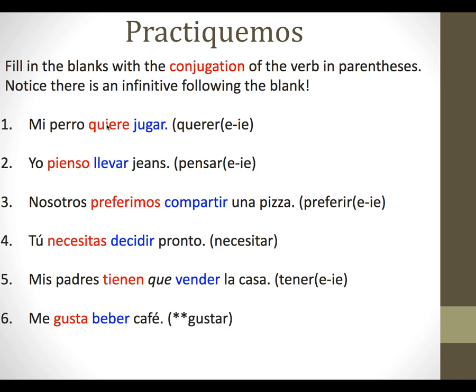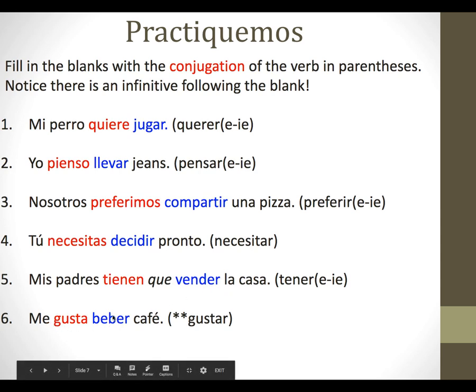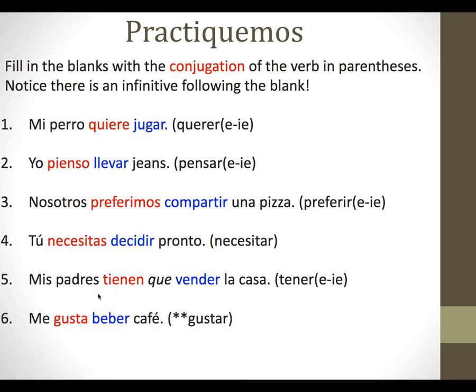All right, so notice here, each one of these sentences has a verb that's conjugated, followed by an infinitive, right? My dog wants to play. I plan to wear jeans. We prefer to share a pizza. You need to decide soon. My parents have to sell the house. And I like to drink coffee. All right, so check your answers. Make sure you have these forms conjugated correctly.